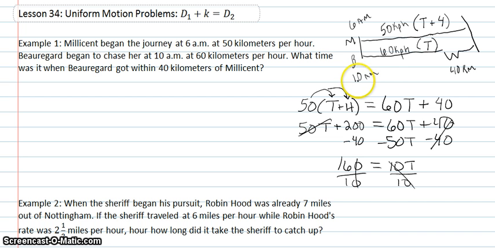So I know that from 10 a.m. to 10 p.m. that's 12 hours. And then I'd have 11 o'clock, 12 o'clock, 1 o'clock, and 2 o'clock. So it'd be 2 o'clock in the morning when Beauregard is within 40 kilometers of Millicent.